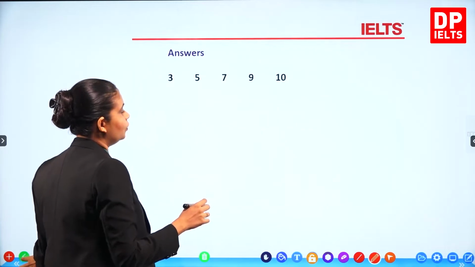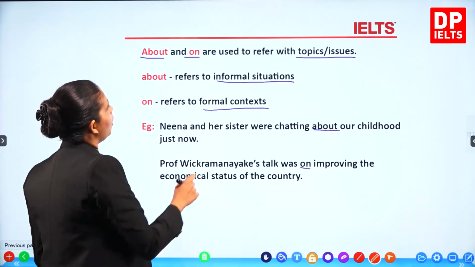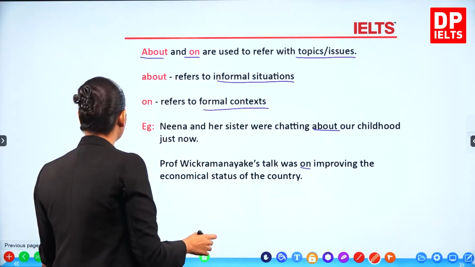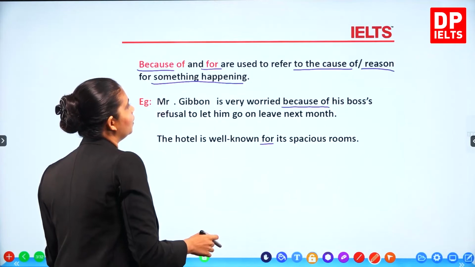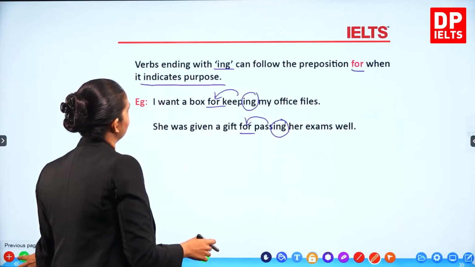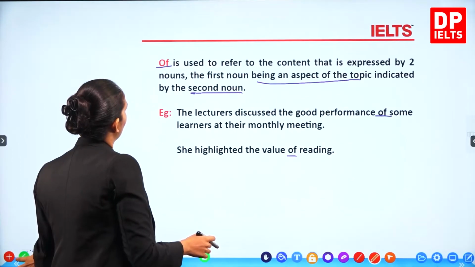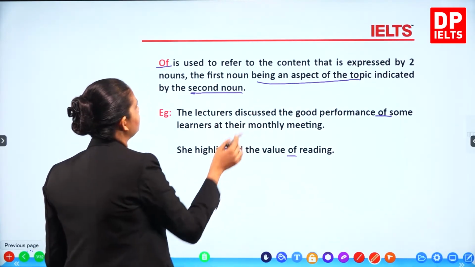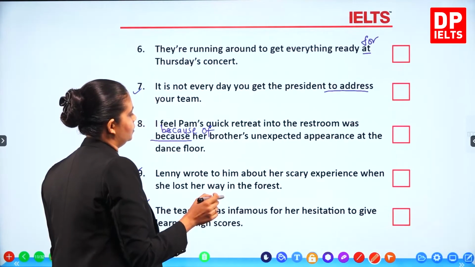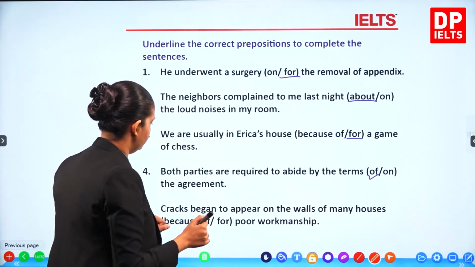Because as I showed you, right, you can go back and slowly have a look at it as well. On is used to refer to topics or situations. On refers to formal context, right? But it's not a topic or an issue. It's a document, okay? So when that is the case, what happens? It's used to refer to content, and that is what you should be thinking about. The first one has an impact on the second one, so of, right?